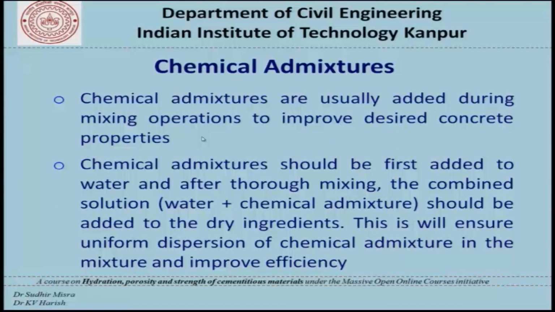Now coming on to chemical admixtures. Chemical admixtures are usually added during mixing operations to improve desired concrete properties. Chemical admixtures should be first added to water, and after thorough mixing with water, the combined solution, that is water and chemical admixture, should be added to the dry ingredients. This is to ensure uniform dispersion of chemical admixture and improve the efficiency of mixing.